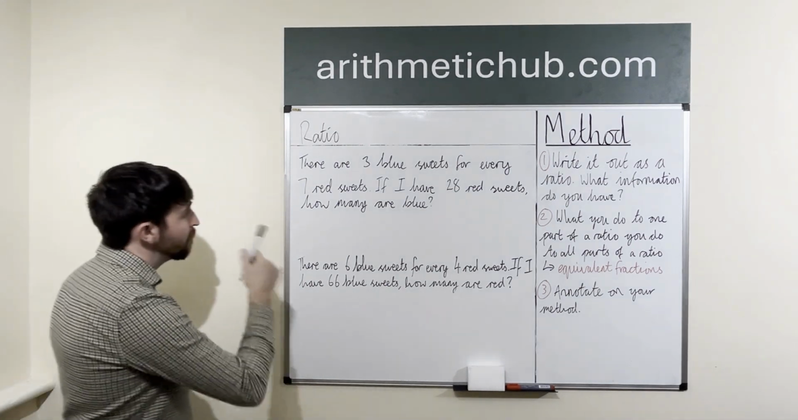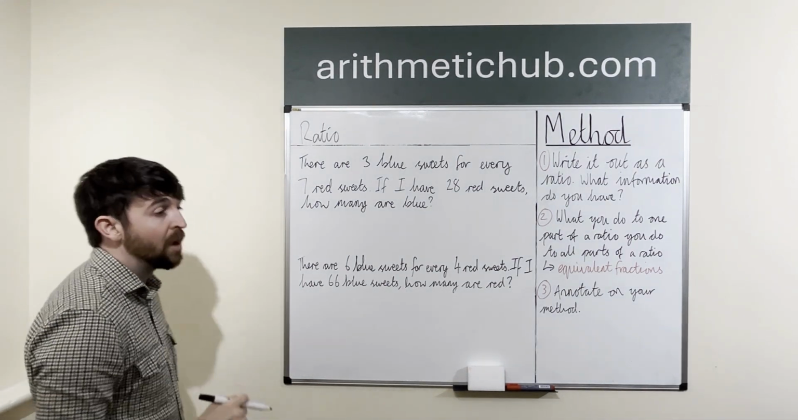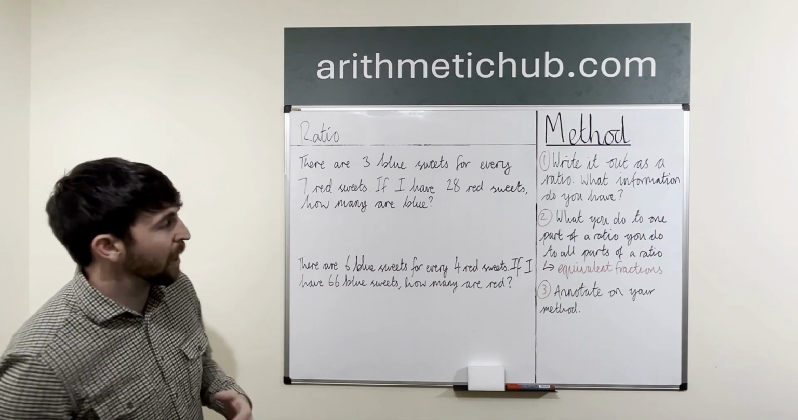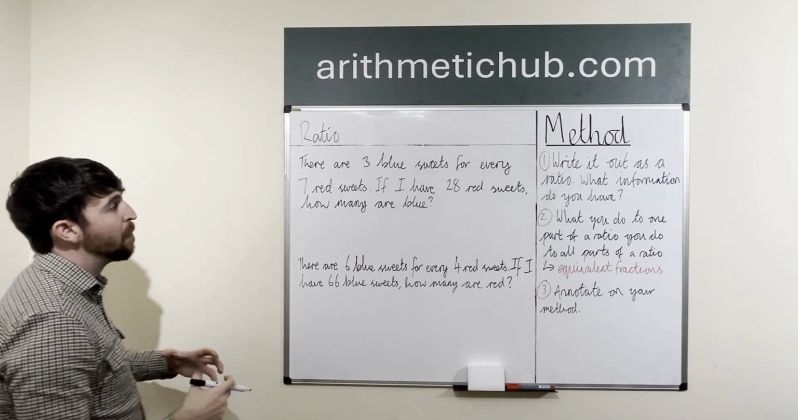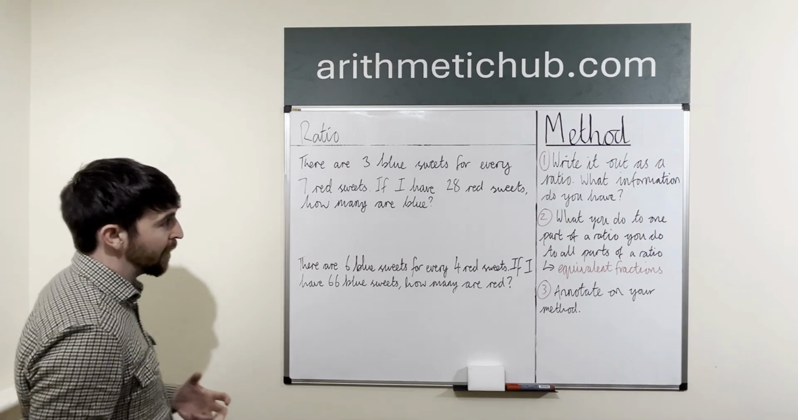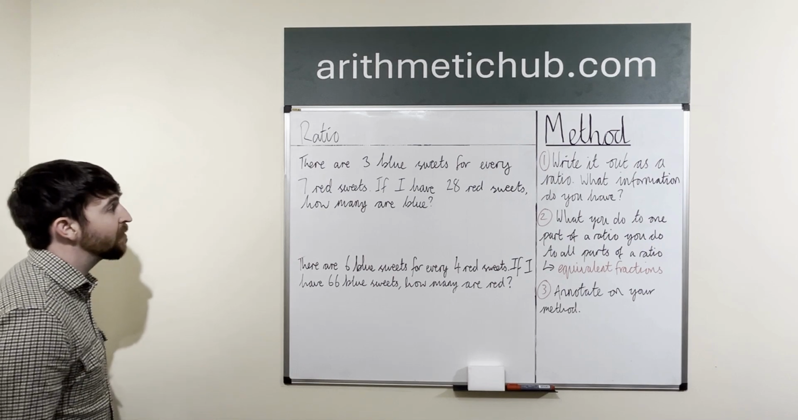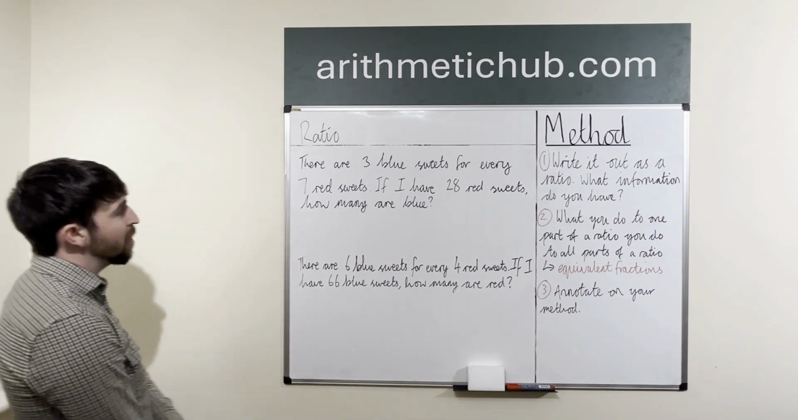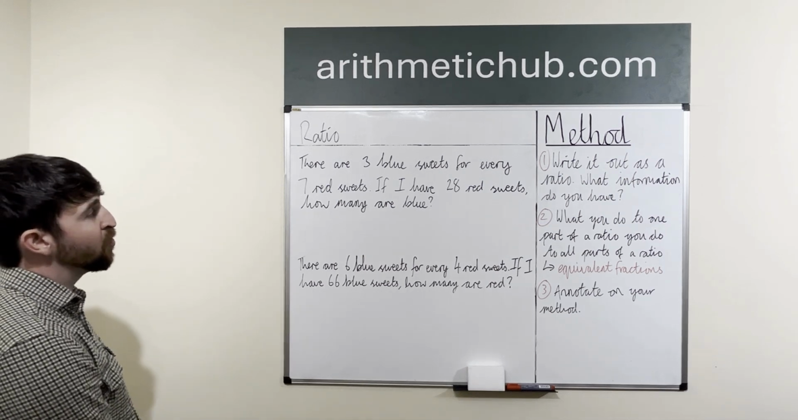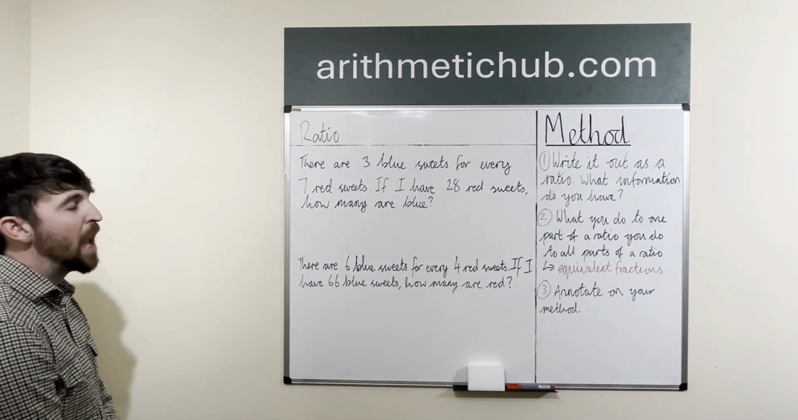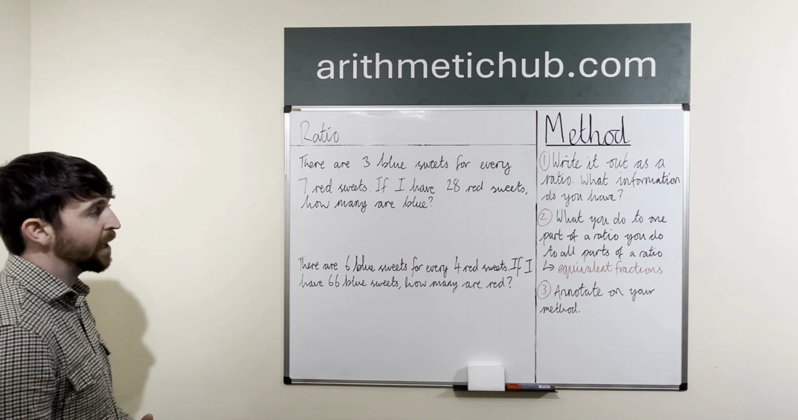Hello everyone, so today we're having a look at ratio. Now these ratio questions I always feel look an awful lot harder than they are because they're often quite wordy, okay? So the first thing you need to be able to do is identify when something is a ratio question. So let me read the question first to start with. There are 3 blue sweets for every 7 red sweets. If I have 28 red sweets, how many are blue?